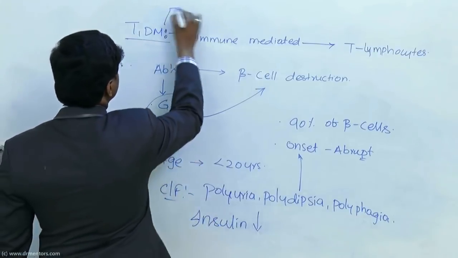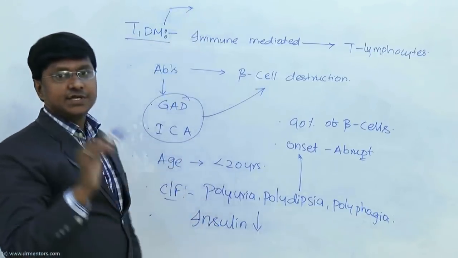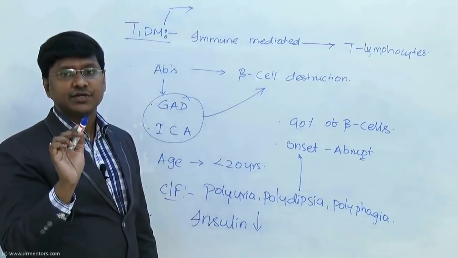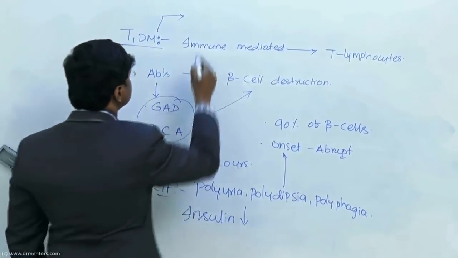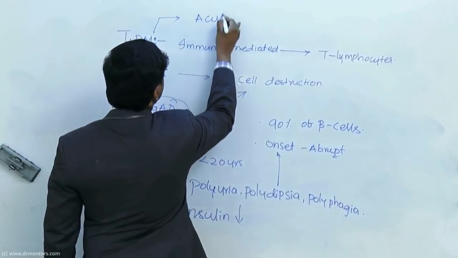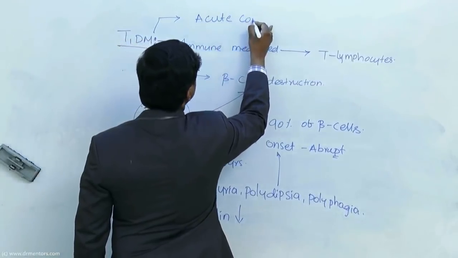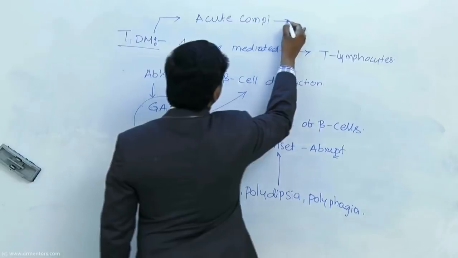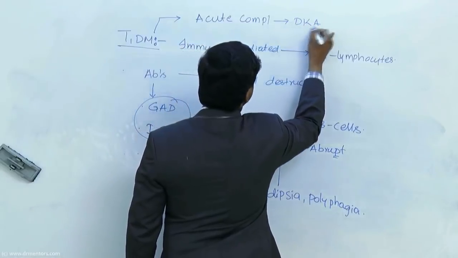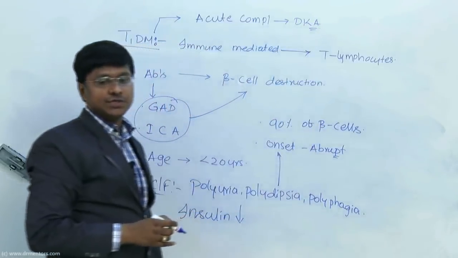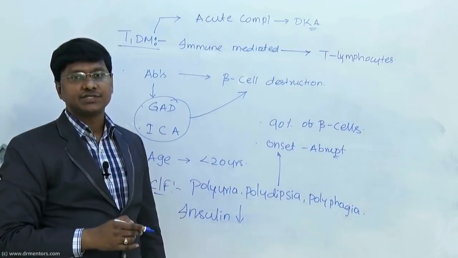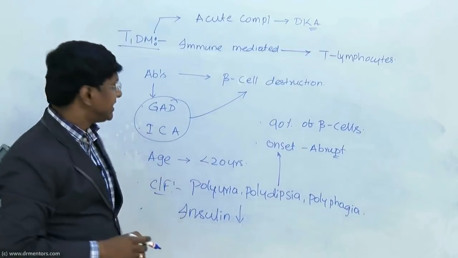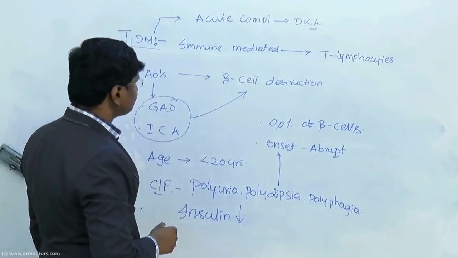Now, in type 1 diabetes mellitus, because of absolute insulin deficiency, they develop an acute complication which is called diabetic ketoacidosis. So diabetic ketoacidosis is a very important acute complication in these patients with type 1 diabetes mellitus.